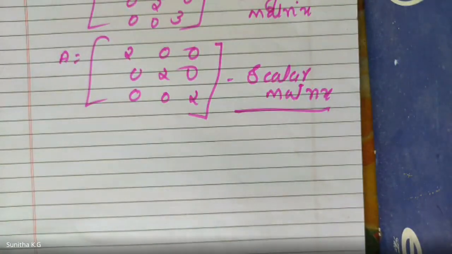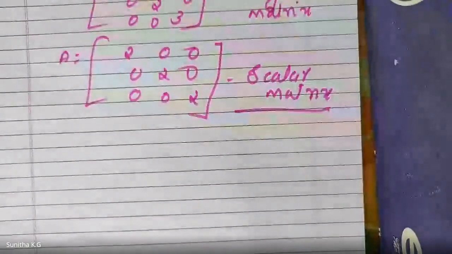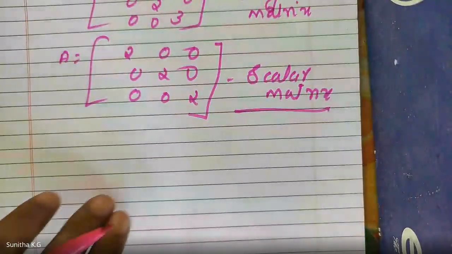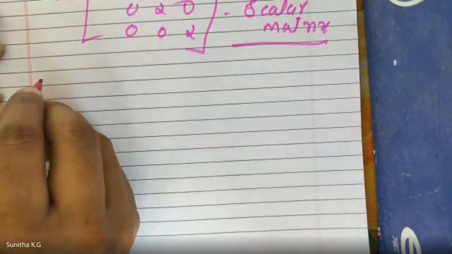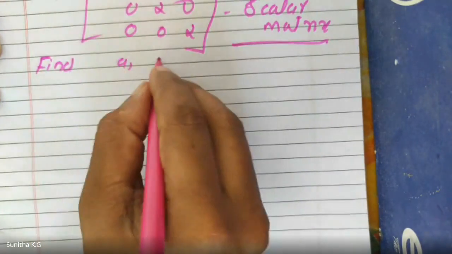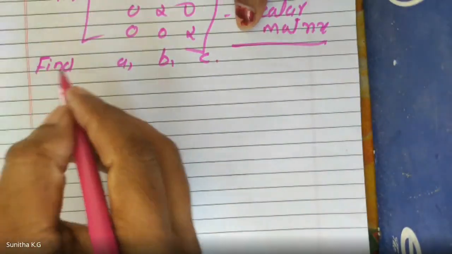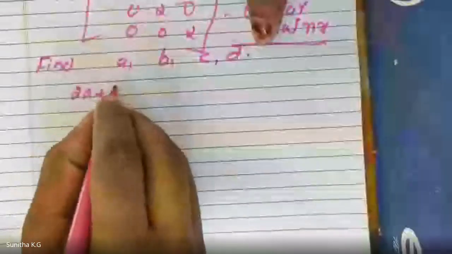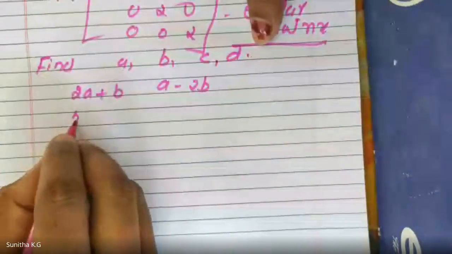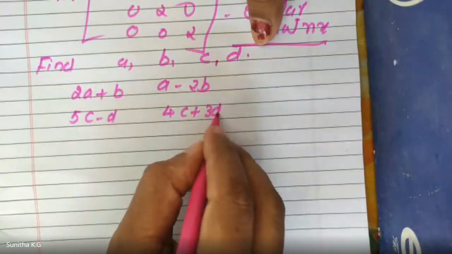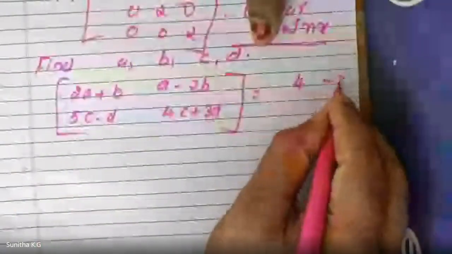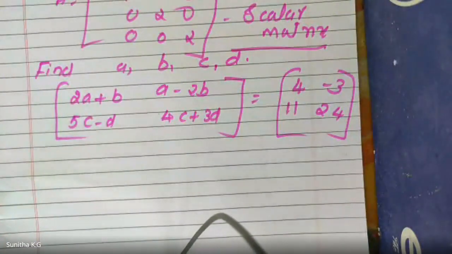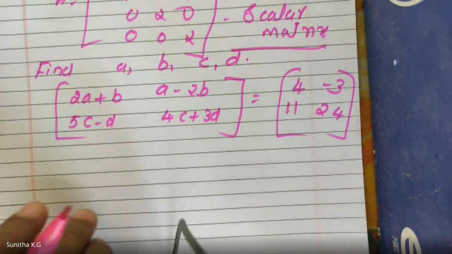In class, when we say two matrices are equal, we can work out some more problems in this case. For that, you have to solve this problem. First one, find A, B, C. I am checking your knowledge because we already discussed these problems in the previous class. Okay, then 2A plus B, A minus 2B, 5C minus D, 4C plus 3D equals 4, minus 3, 11, 24. Then what is the value of A, B, C and D? How can we find the values of A, B, C and D?